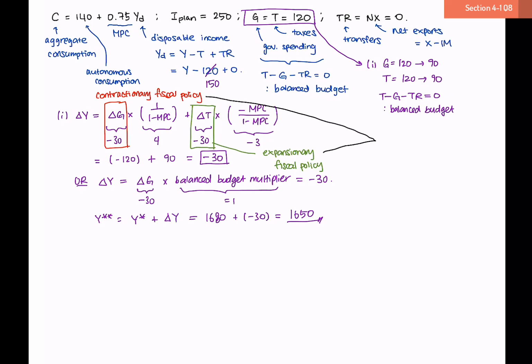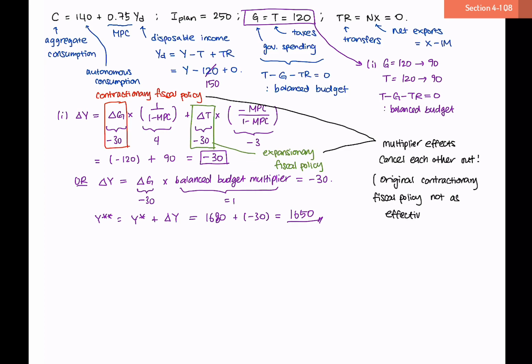Because we're using two different fiscal policies that are going against each other, these multiplier effects end up canceling each other. And so if our original goal was to use a contractionary fiscal policy to step on the brakes, make sure our economy doesn't grow too quickly, then what we end up seeing is that the original contractionary fiscal policy, which is aimed at reducing planned expenditures and reducing output, is not as effective. And we do see that our output still falls, but by less compared to when we're only using government spending or only using taxes.